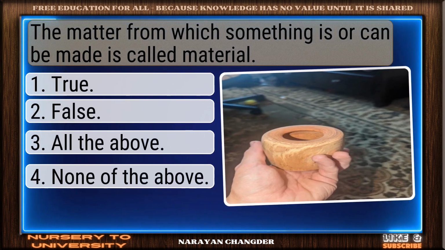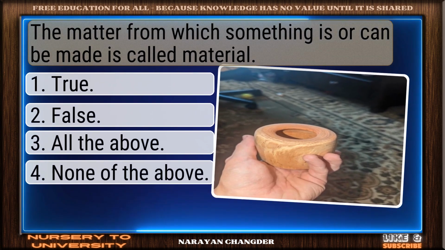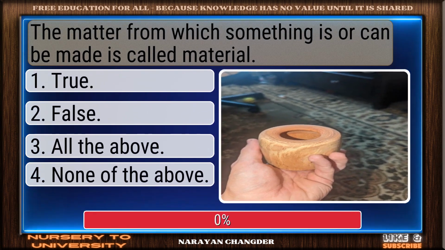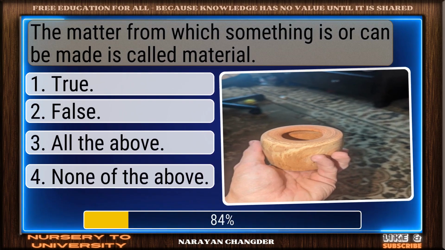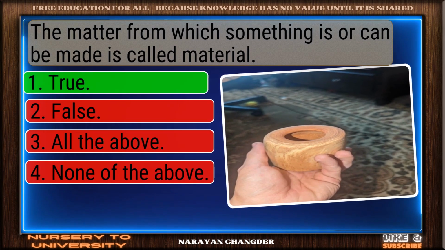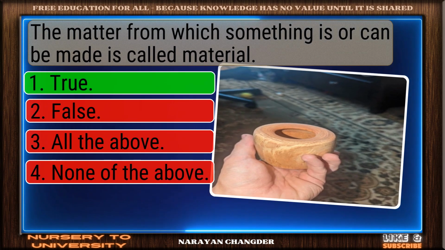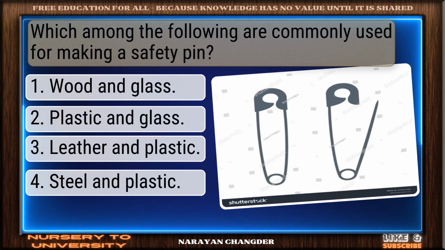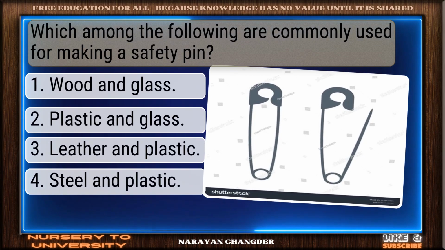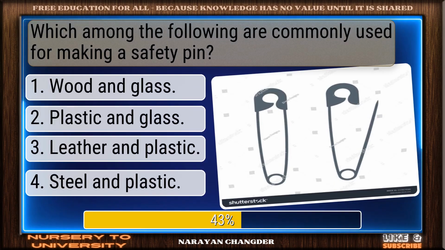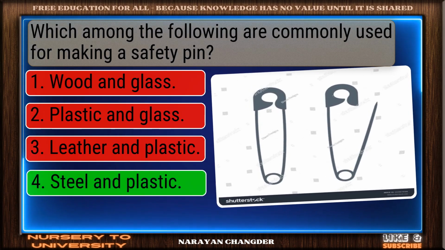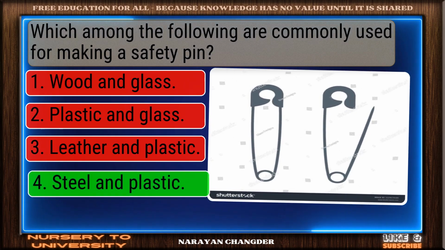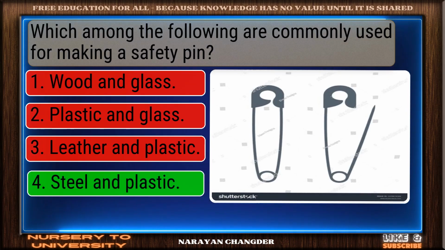The matter from which something is or can be made is called material. Exactly. True makes sense, and it is right choice. Which among the following are commonly used for making a safety pin? Solid response. Steel and plastic is a valid choice.